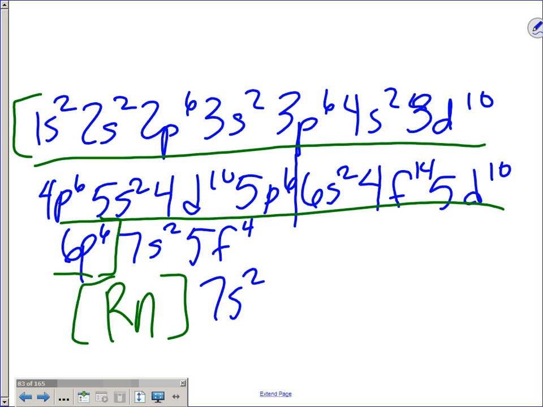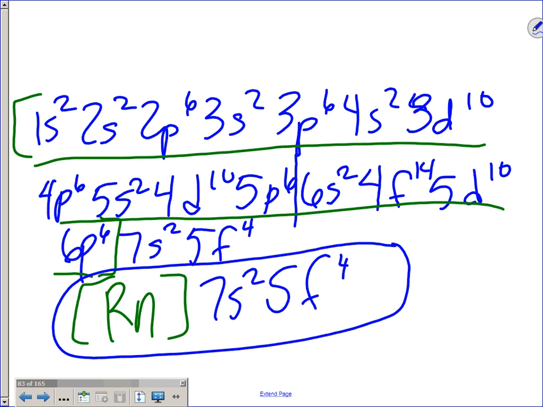And then, just to finish off, just to get to uranium, you're going to do what? 7s2, 5f4. All right, this right here is acceptable when I say you can do the shortcut, when I say noble gas shortcut or shorthand electron configuration. If I say you must do the longhand, you got to do the big shebang here. So it's practicing both of them.